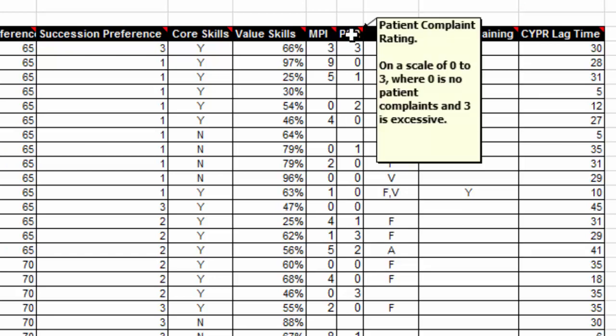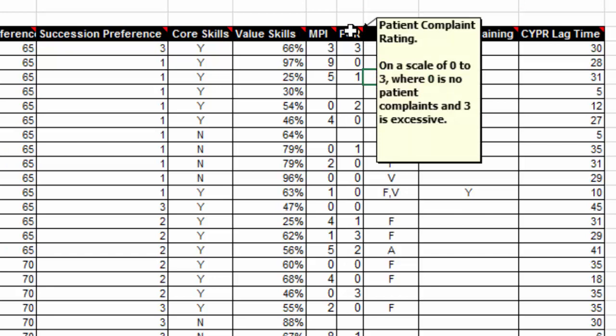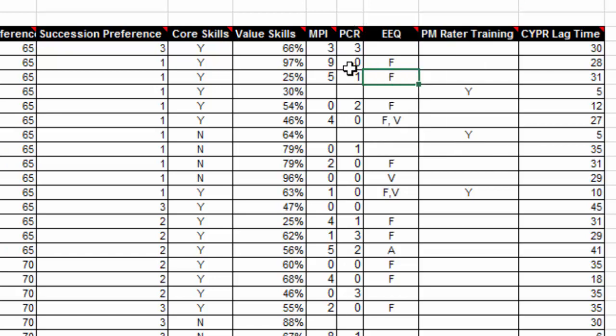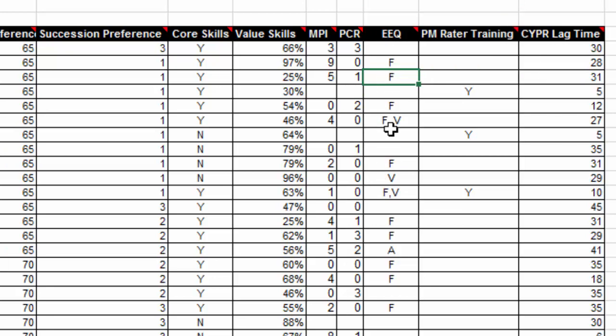PCR is the patient complaint rating. So the hospital at one point instituted a new customer feedback system where patients would say on a scale of 1 to 3, I believe. Let's take a look. Yep, 0 to 3 actually. 0 means no complaints were made for that particular employee, and 3 is that there were excessive number of complaints. Now the EEQ rating, employment equity rating, which are your provincial target groups, female, visible minority, Aboriginal, and disability.